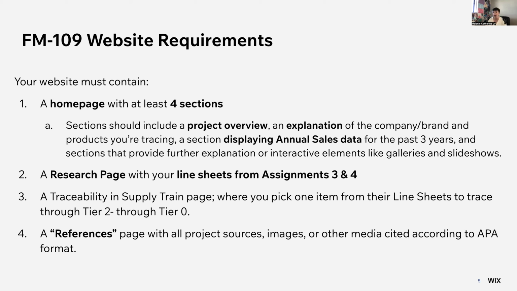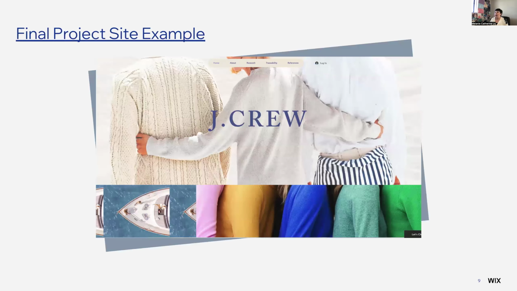You then need a research page that contains your line sheet assignments. Those are from assignments 3 and 4. A traceability in supply chain page, and then a references page. I will be showing you how to get all of your media, your PDFs, your Excel spreadsheets into Wix, how to add in pages, et cetera. So don't worry, you're going to be given all of the tools you need to execute on this website brief. And I think it helps to look at an example really quickly.